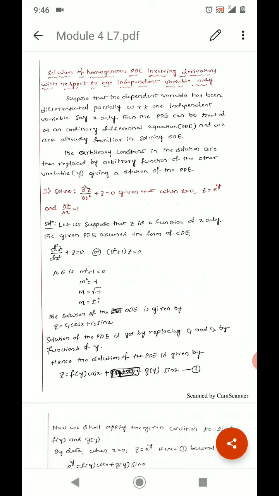So this is the first problem. Del square z by del x square plus z equal to 0. Given condition, when x equal to 0, z equal to e power y and del z by del x equal to 1. First we have to suppose the given function, that is z, is a function of only one variable x only. Then that given partial differential equation becomes an ordinary differential equation. That means the given del square z by del x square can be written as d square z by dx square plus z equal to 0.